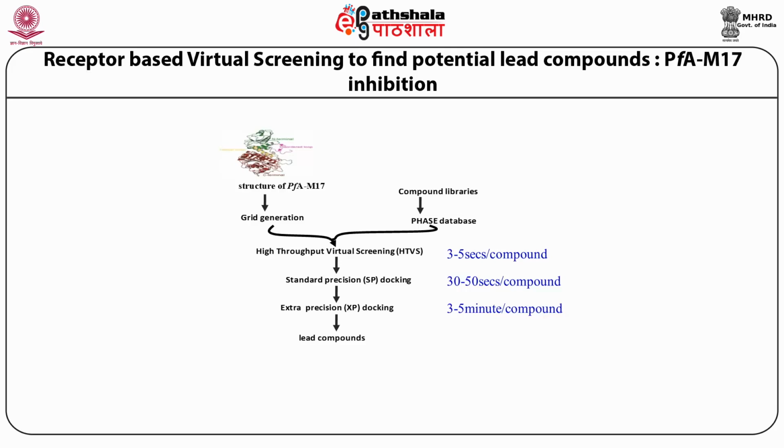With the aim to reduce the time, the high throughput virtual screening is again divided into 3 steps: HTVS, SP docking and XP docking. The major difference is that in the extra precision docking, docking of one compound takes generally 3 to 5 minutes in a workstation. In the standard precision, it takes only 30 to 50 seconds, and in the high throughput virtual screening, HTVS, only 3 to 5 seconds. The major aim of this is reduction of the time, because all the compounds that do not fit into the active site can be discarded in the earlier filtering step.